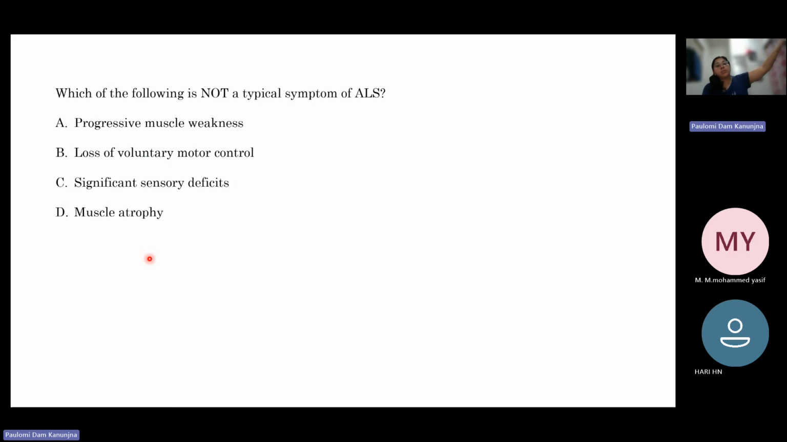Okay, now coming to the symptoms, so we know how it is done. Let's look at the symptoms of ALS. So which of these is not a symptom of ALS? The other way around. So you have progressive muscle weakness, you have loss of voluntary motor control, you have significant sensory deficits, and you have muscle atrophy. Which one is not for ALS? I told you about the general flow of problems. So which one do you think is not associated with ALS?